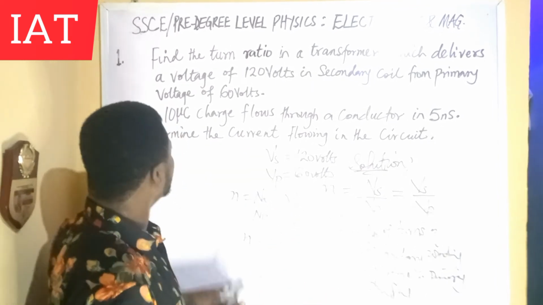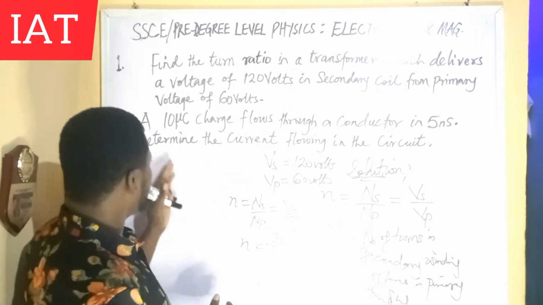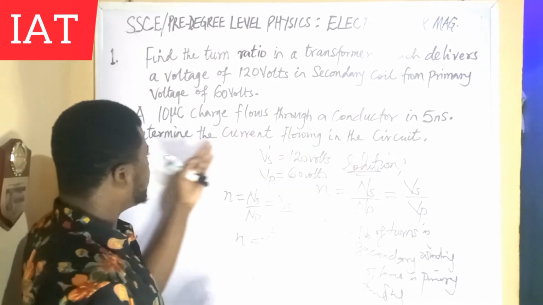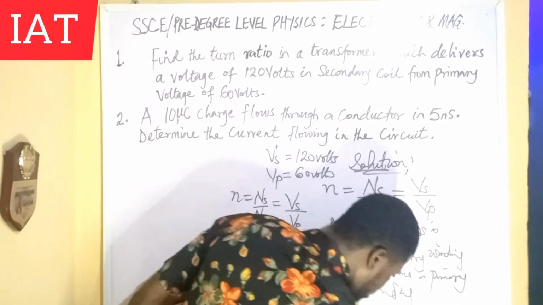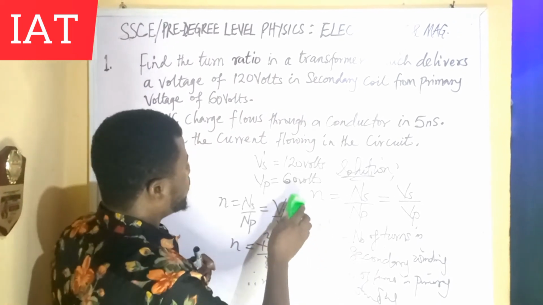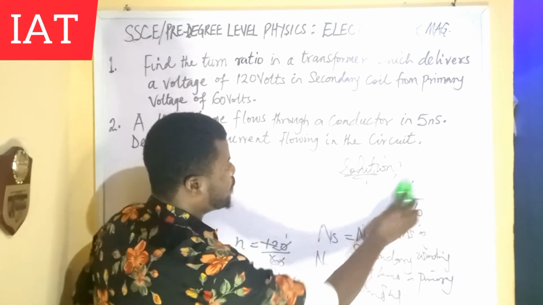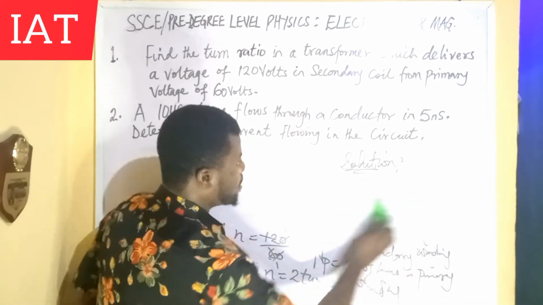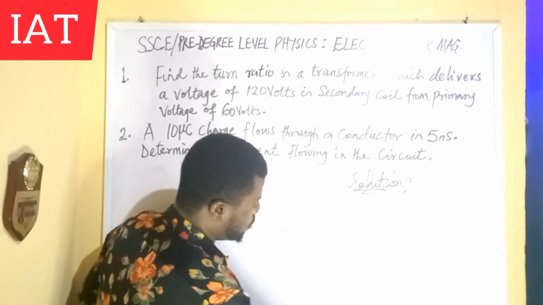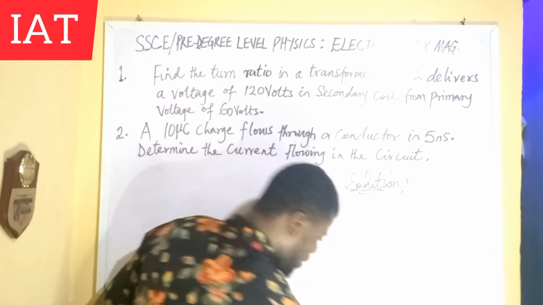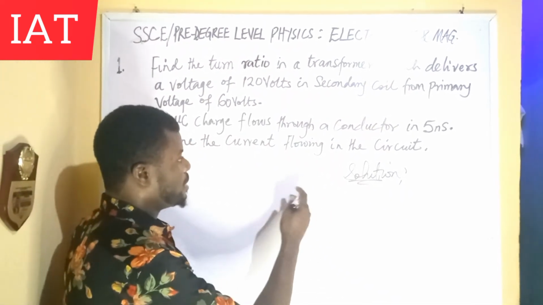Let's see the second solution. A 10 microcoulomb charge flows through a conductor in 5 nanoseconds. Determine the current flowing in the circuit. The question is somehow technical because of the involvement of the units. The larger unit or the smaller unit involved in it, whichever way you can interpret it, is okay. But then let's fetch out the parameters.